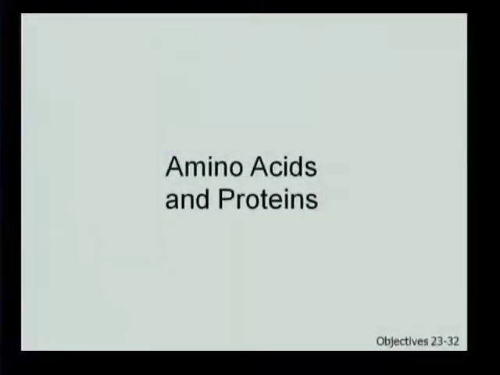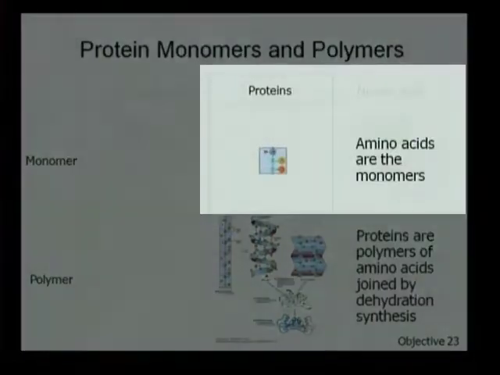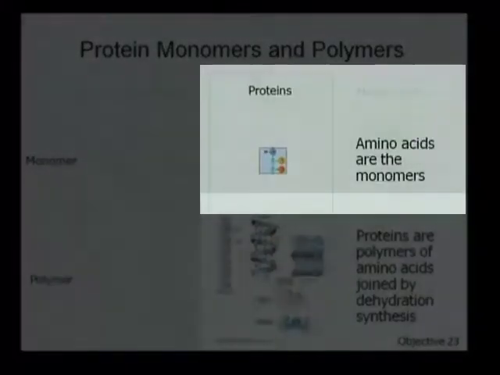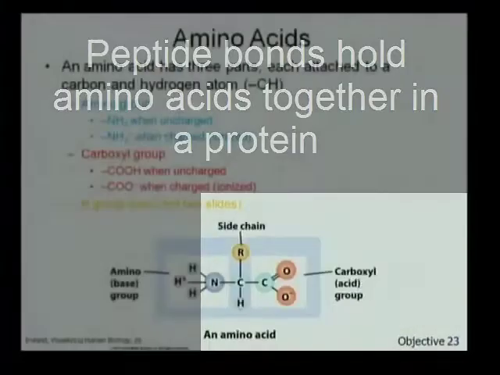In objectives 23 through 32, we'll look at amino acids, which are the building blocks of proteins, and then the proteins themselves. Recall that earlier we saw amino acids as the monomers and proteins as the polymers that are made when we join together amino acids by dehydration synthesis, forming peptide bonds.